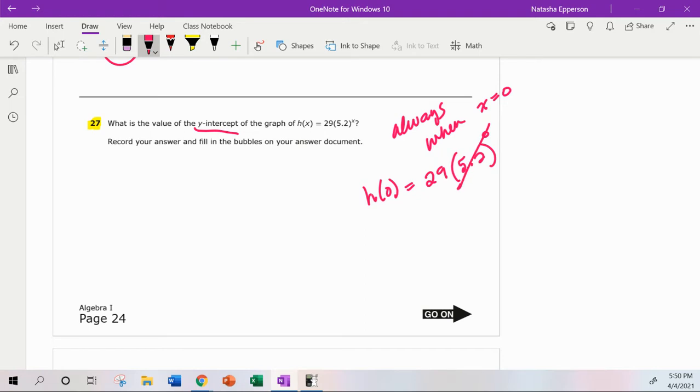That means 5.2 to the power of 0 is going to give me 1. 29 times 1 is going to give me 29. So my answer for h of 0 is going to be 29. So in your bubble answer sheet, you would answer 29.